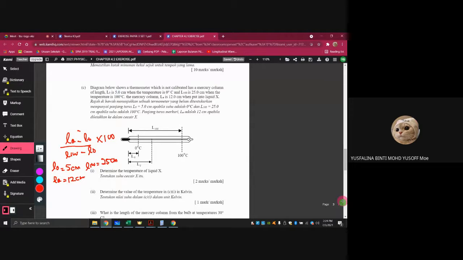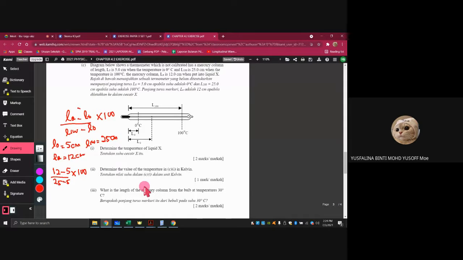Now you already got all the info, you can use the formula. So 12 minus 5, divided by L100, which is 25 minus 5, times 100. How much do you get for this one? 35. So 35 degrees Celsius. That is the answer for 1.